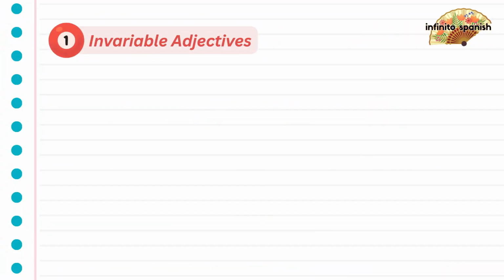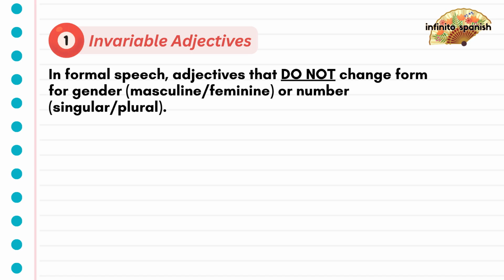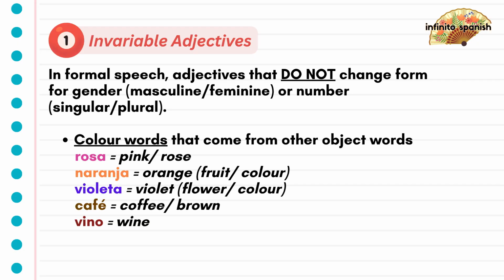First up, we have invariable adjectives. These are adjectives that do not change form for gender, masculine or feminine, or for number, singular or plural. One group of invariable adjectives is color words derived from nouns like rosa, meaning pink, from rose. Naranja, meaning orange, from the fruit. Violeta, meaning violet, from the flower. Café, meaning brown, from coffee. Vino, meaning wine colored, from wine.